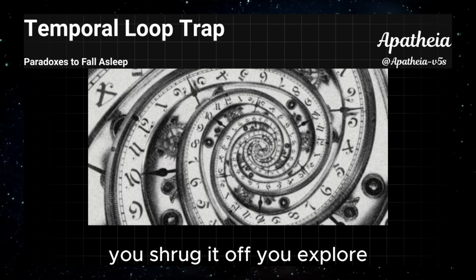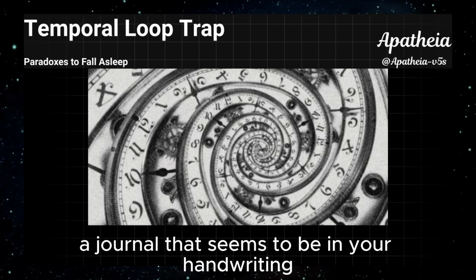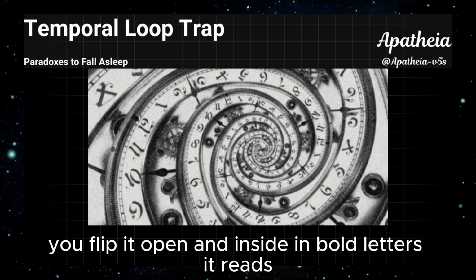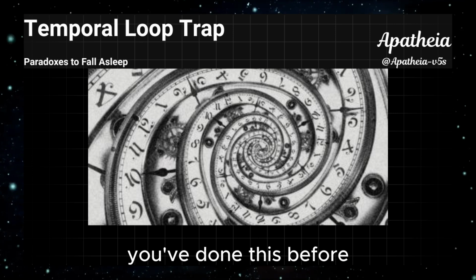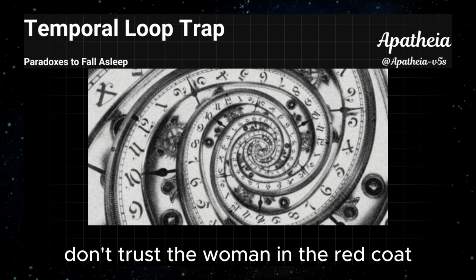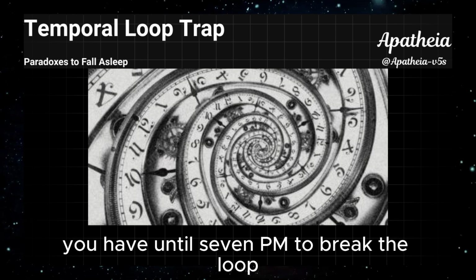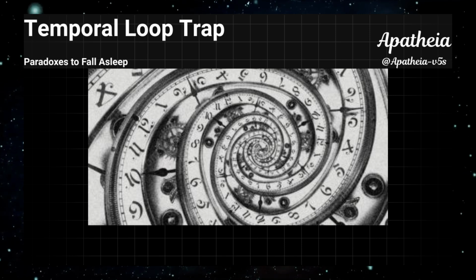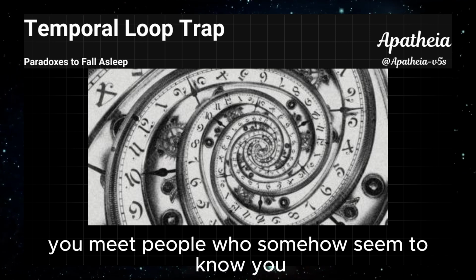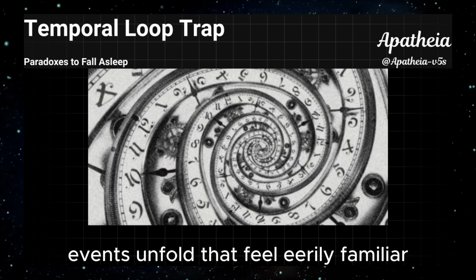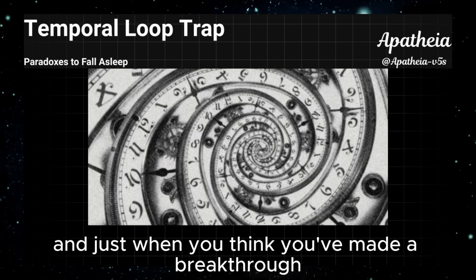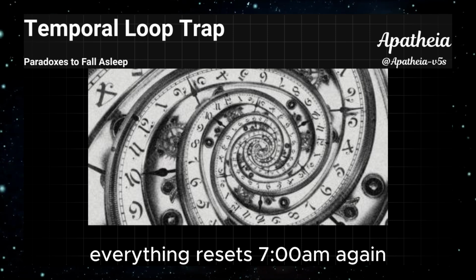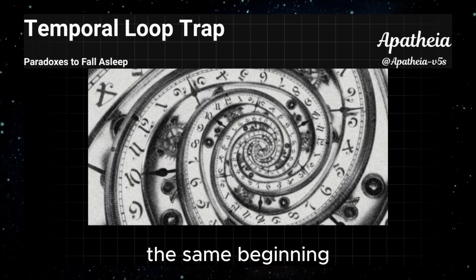You shrug it off, you explore, you find a diary, a journal that seems to be in your handwriting. You flip it open, and inside, in bold letters, it reads, "You've done this before. Don't trust the woman in the red coat. You have until 7 p.m. to break the loop." At first it seems like a game, but then the day unravels. You meet people who somehow seem to know you. Events unfold that feel eerily familiar, and just when you think you've made a breakthrough, everything resets. 7 a.m. Again, the same room, the same clock, the same beginning.